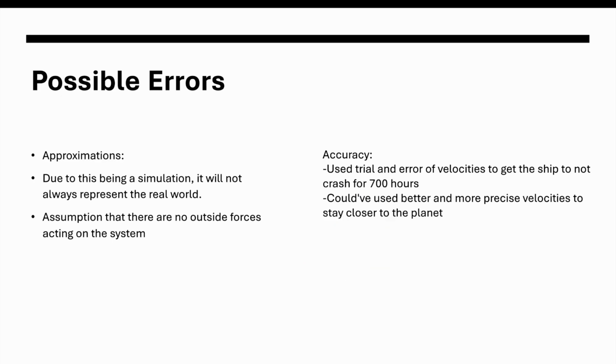Possible errors. In approximations, it was most likely due to this being a simulation and it might not always work in the real world. And then also the assumption that there are no outside forces acting on the system. And as far as accuracy, I used trial and error of velocities to get the ship to not crash for 700 hours. I could have used better and more precise velocities to stay closer to the planet.